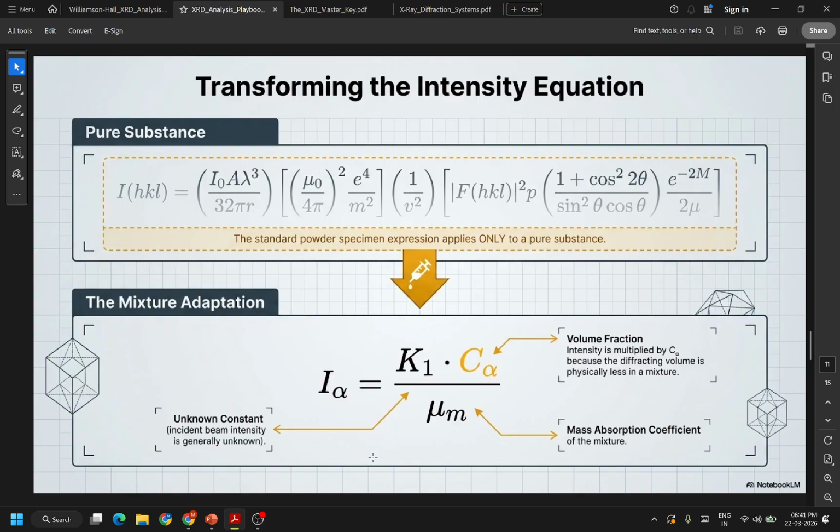So for a pure substance, the intensity is a function of multiple values: the intensity of the original radiation, your lambda, and so on. So it has a lot of terms, as you can see here.